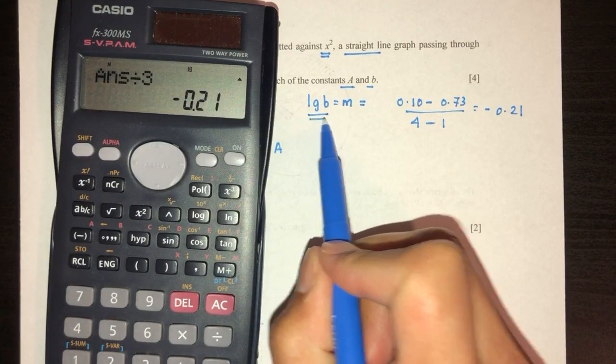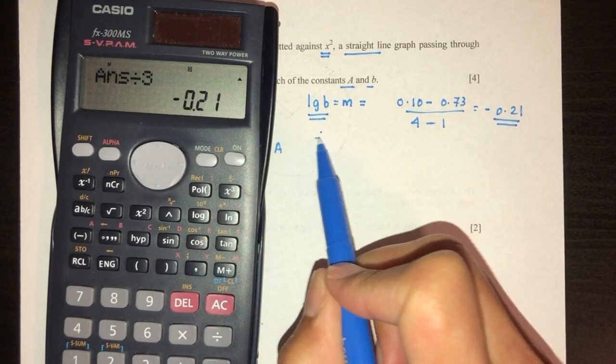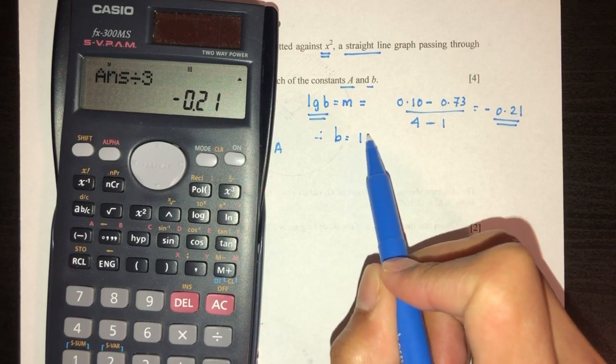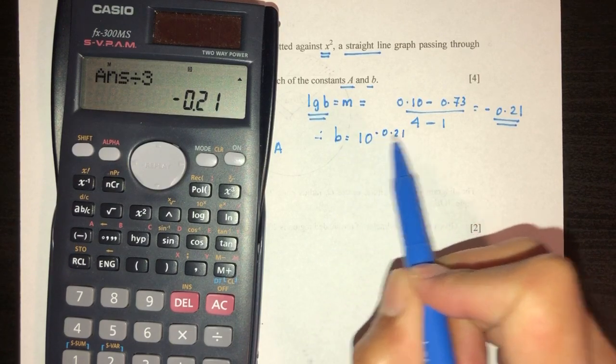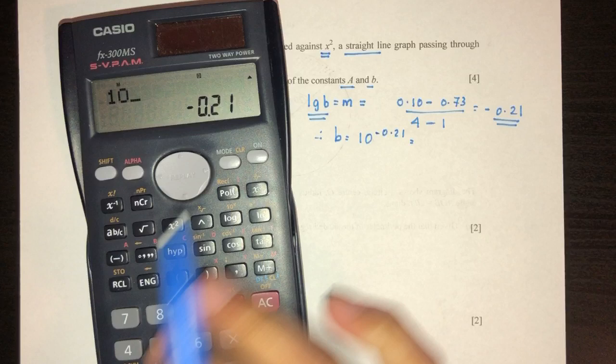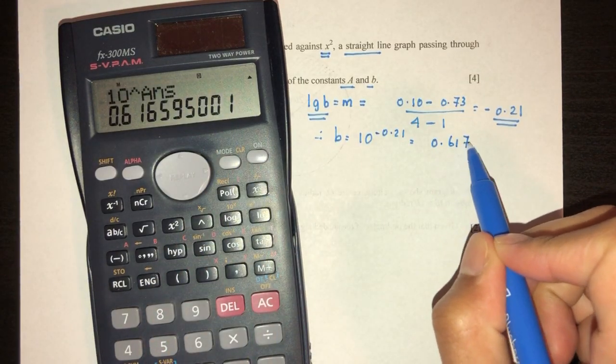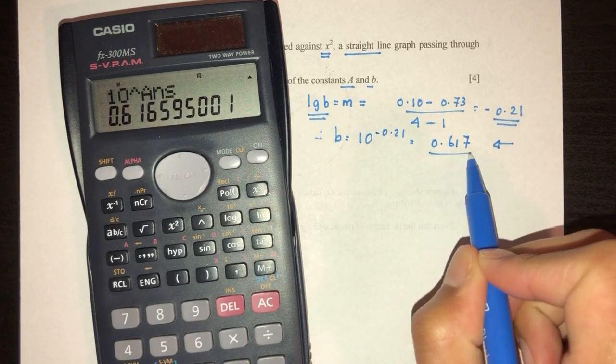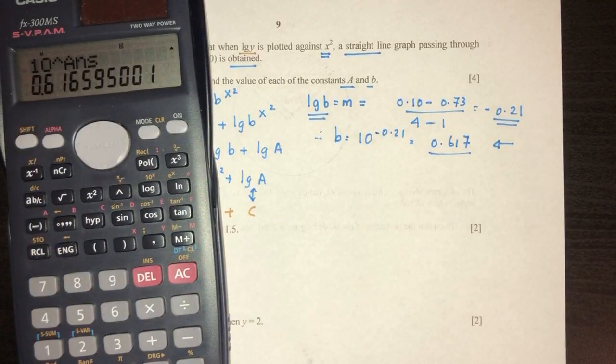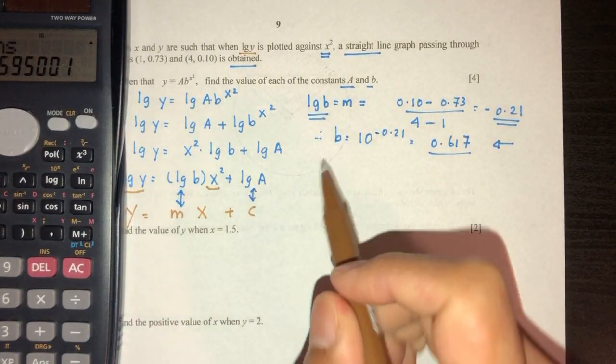So log b is minus 0.21. From this you have b has to be 10 power minus 0.21. That will be 0.617 for the value of b, correct to 3SF. Now let's find the value of a.